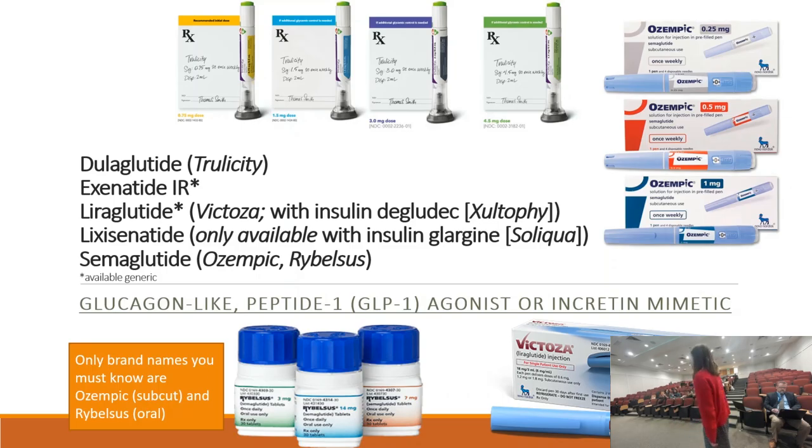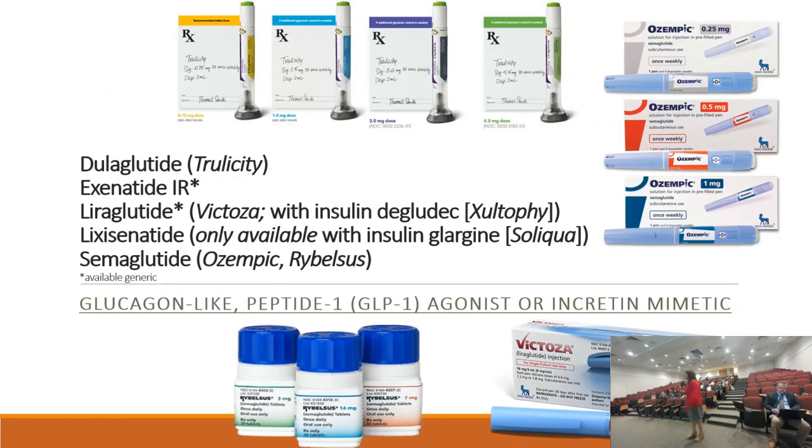You do need to know the brand names of these, and if I gave you the brand name Rybelsus, you would need to know it's oral, and if I gave you the brand name of Ozempic, you would need to know that it's injectable. You do not need to know Xultophy or Soliqua. Those are combos with insulin, and not super commonly used. So just know Trulicity, Victoza or liraglutide, and semaglutide, which can be Ozempic or Rybelsus.